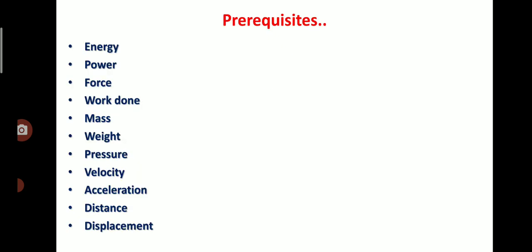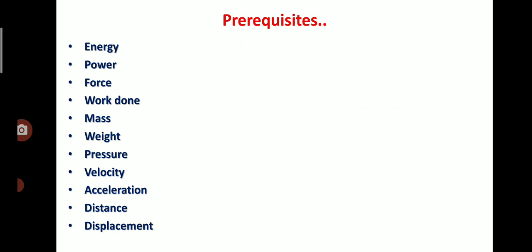Before going to understand theory of machines, introduction to theory of machines, we should know these concepts. What do you mean by energy, power, force, work done, mass, weight, pressure, velocity, acceleration, distance and displacement. You might have studied these parameters in the first year of your course.